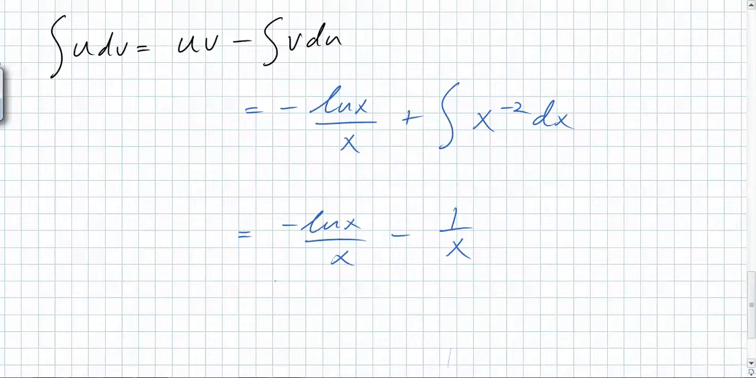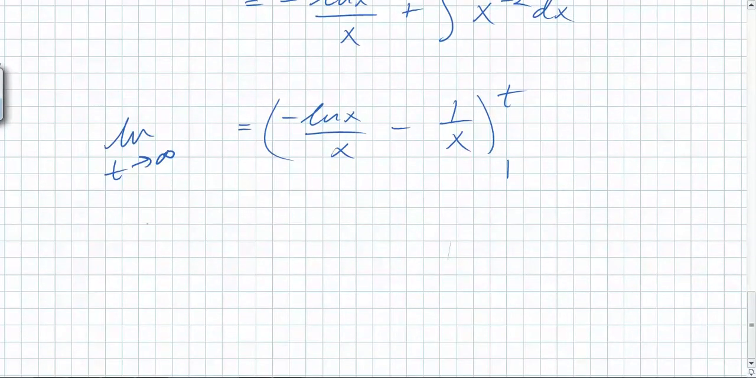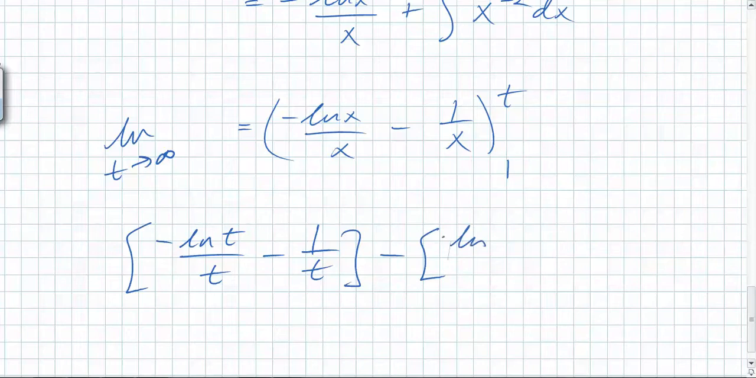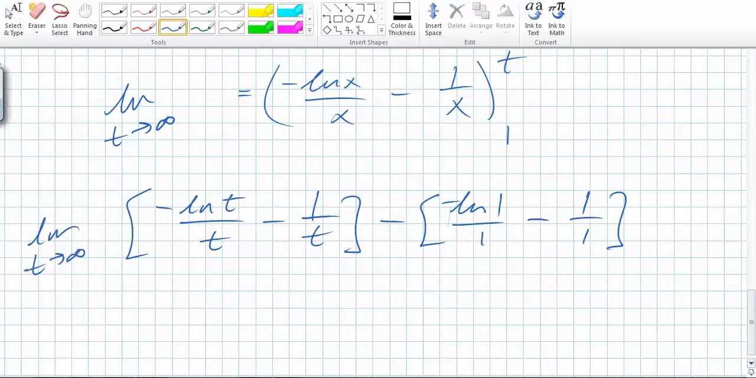From what to what? So 1 to t. And we're doing the limit as t goes to infinity. Okay, so we end up with negative ln t over t minus 1 over t minus negative ln of 1 over 1 minus 1 over 1, and this is the limit as t goes to infinity.